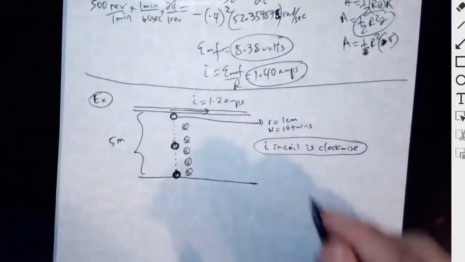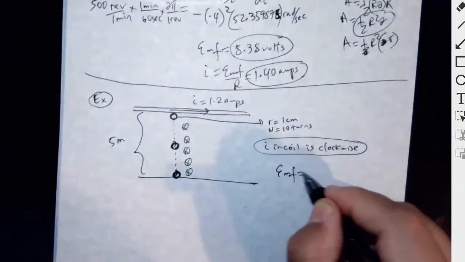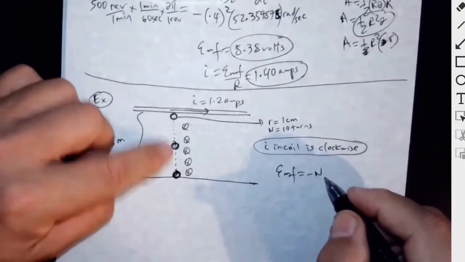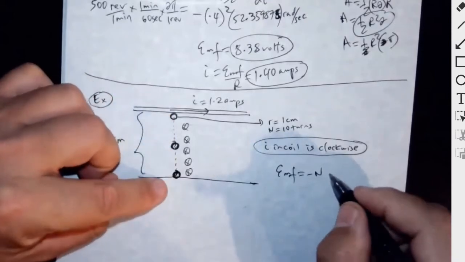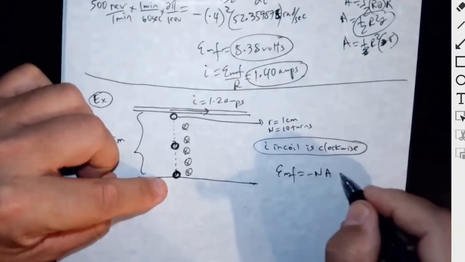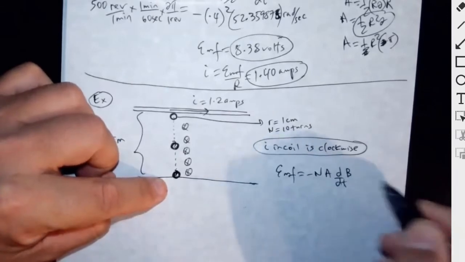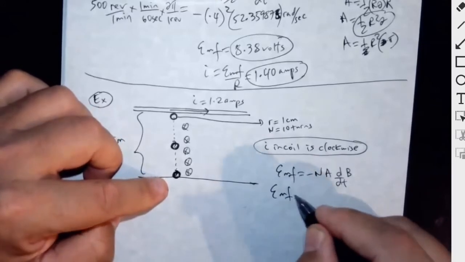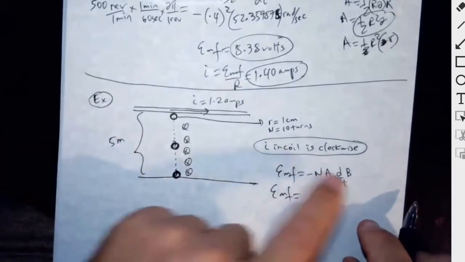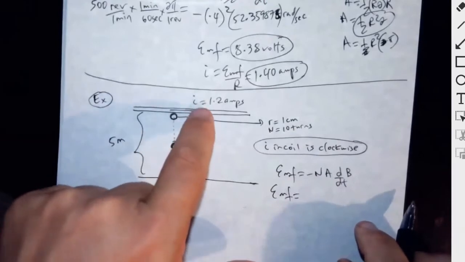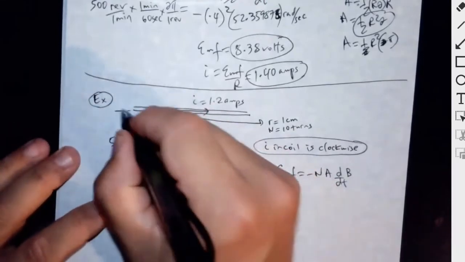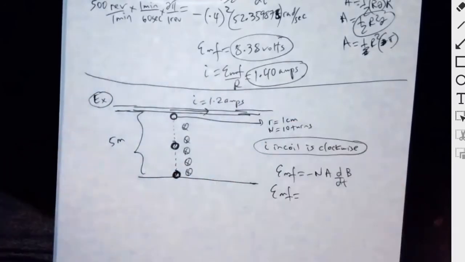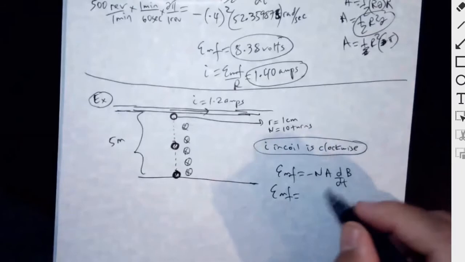Okay. So now let's actually do the EMF. Negative N. The area of the coil is not increasing. So we just have negative N A dB dt, right? So now how about the B? What's the B field created by this? I'm imagining this as a long current carrying wire, right? So what's that B field?